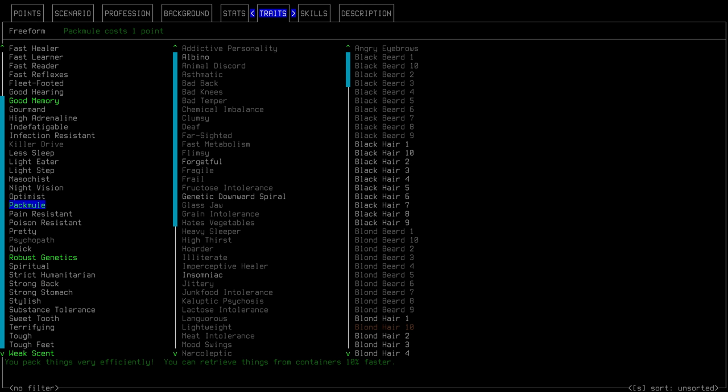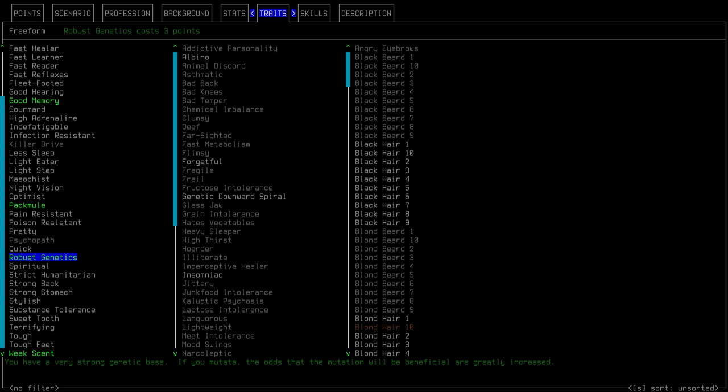Pack mule is going to make a big difference for us. We can pack things more efficiently and we can retrieve things from containers 10% faster. We aren't going to have any means of carrying things for a while. So once we actually do get that, this is going to allow us to carry just that much more, which I'm hyped about.